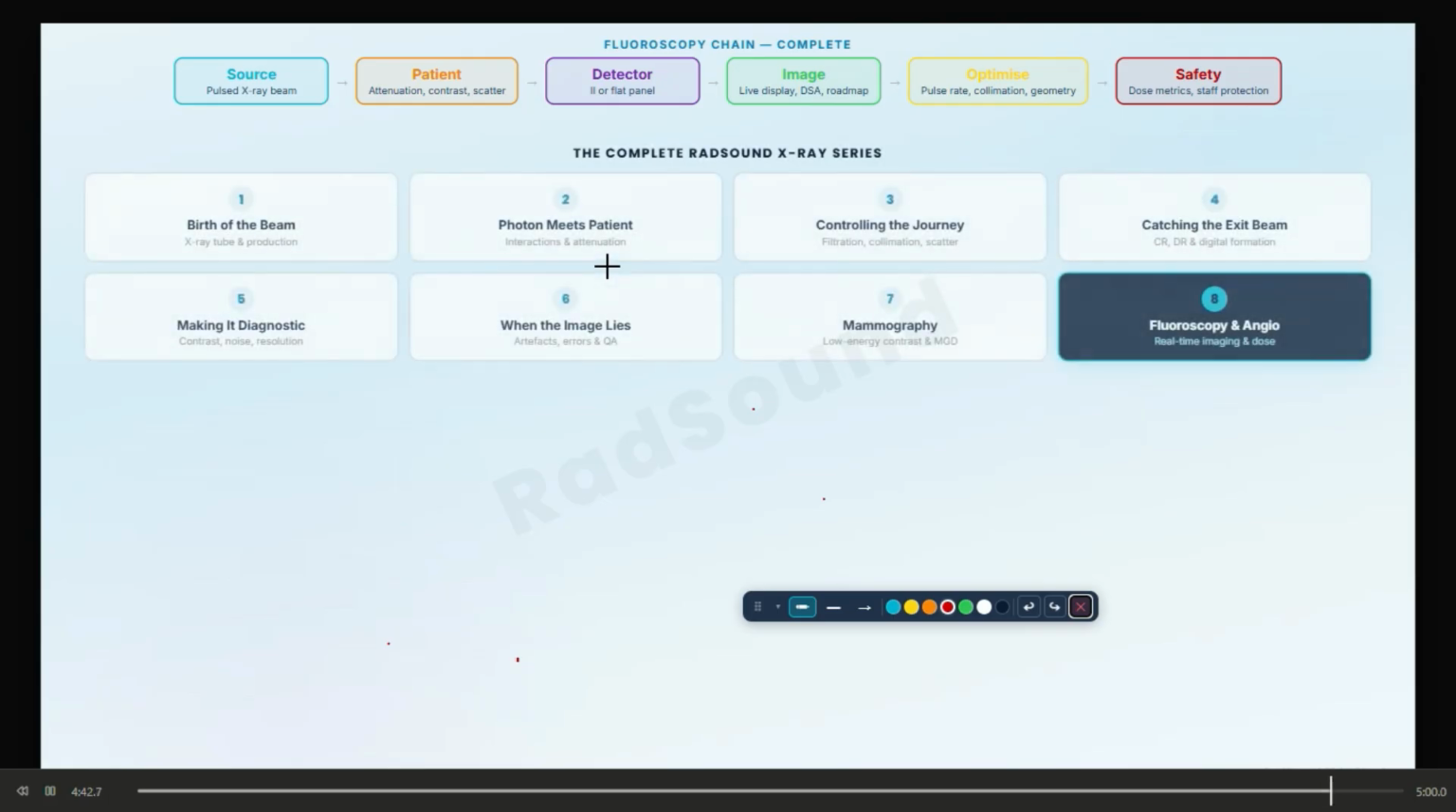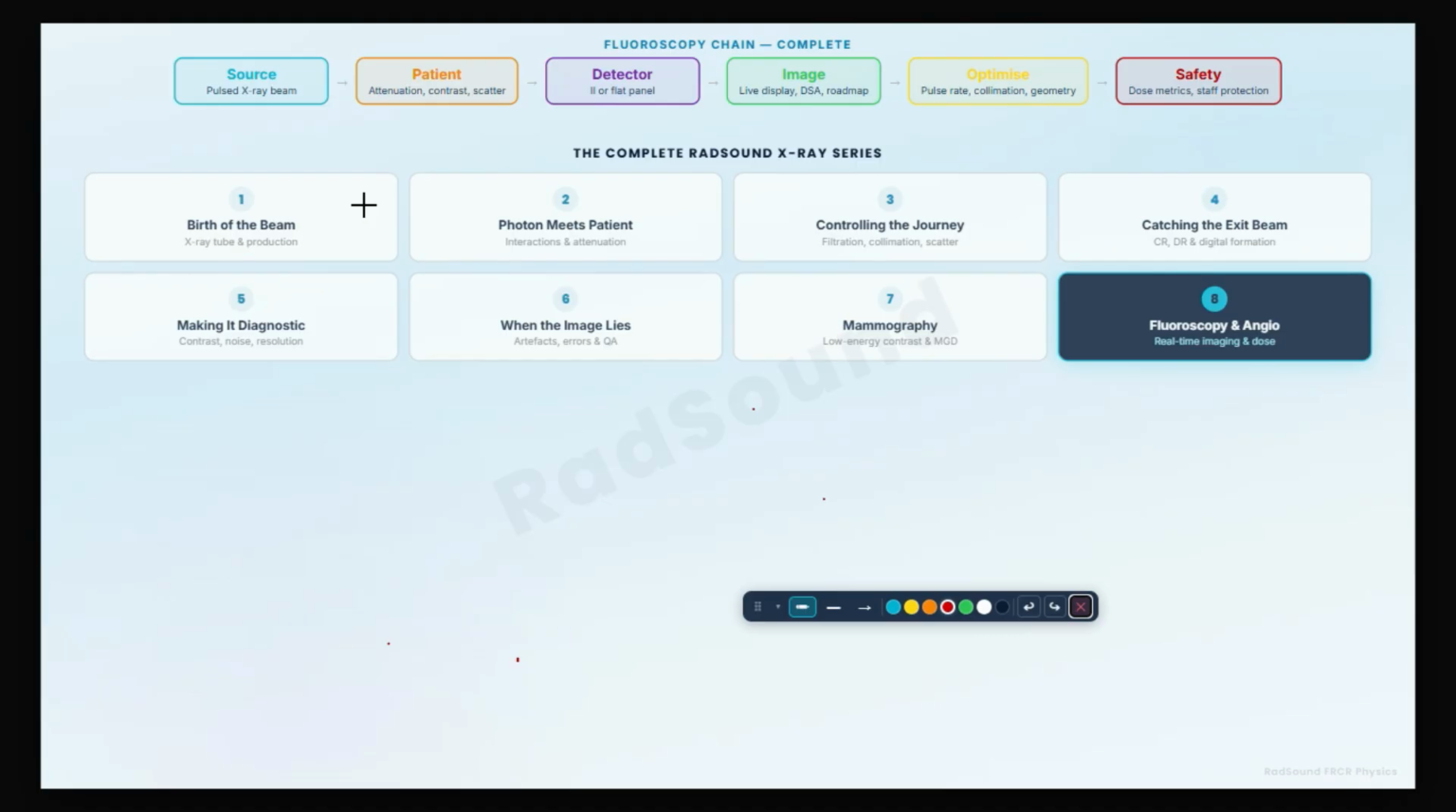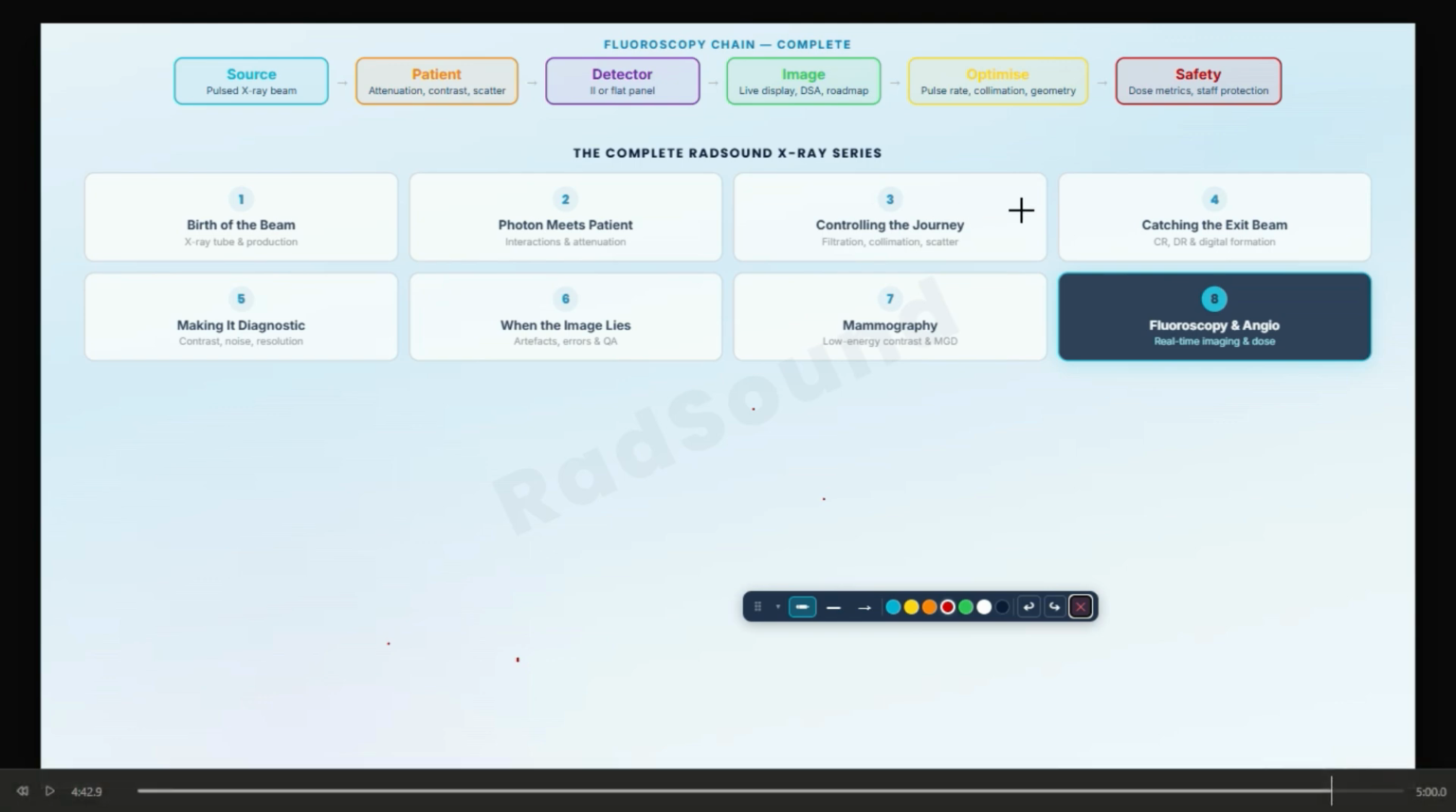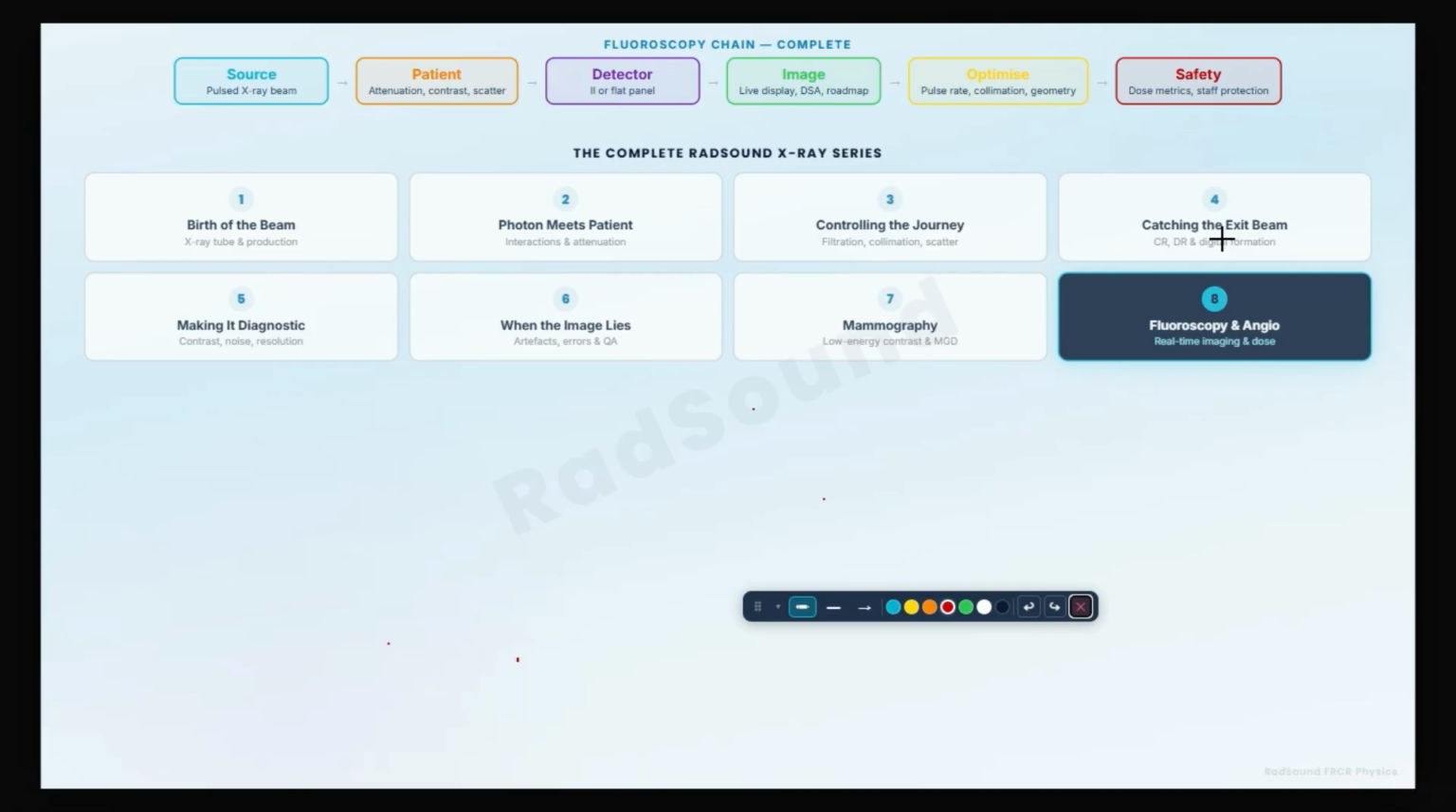And as you can see, this is the last part, the last lecture. We have gone through the X-ray. We have the X-ray coming from the tube. We have its interaction with the patient, refraction and attenuation, controlling the journey with filtration and collimation to minimize scatter. We have catching the beam using CR and DR, digital information, making it diagnostic, and factors affecting image quality. Then when the image lies: artifacts, errors, distortion, quality assurance, and mammography, which uses low energy contrast to image the breast. This is the last one, which is fluoroscopy and angiography.